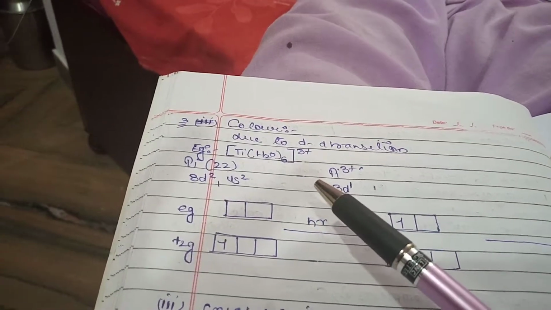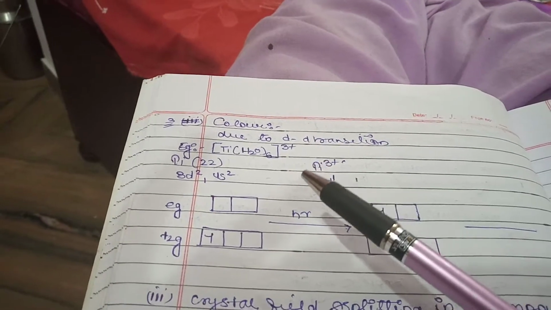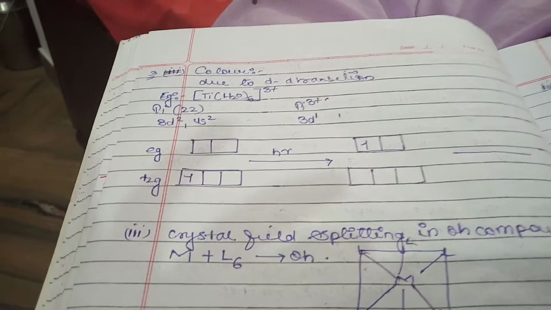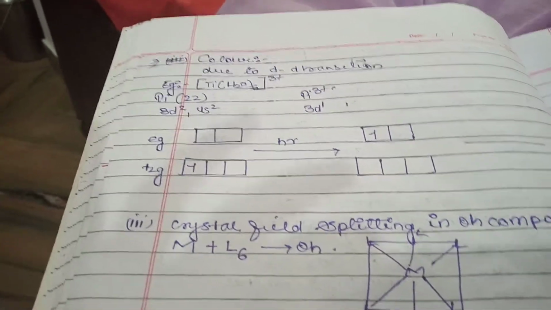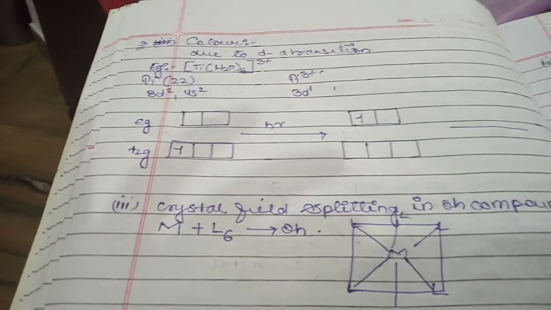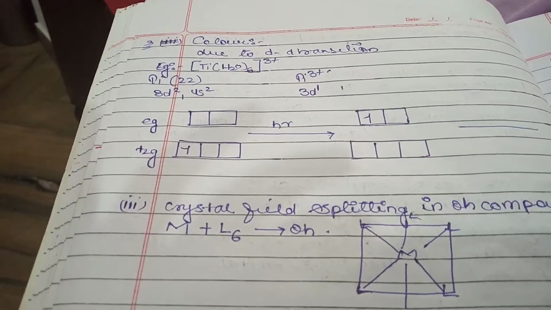Okay guys, we are moving towards the third property, that is the color of the complex. Say I have a coordination compound over here, that is [Ti(H2O)6]3+. It has been seen that when this compound is heated, it imparts a color. It is remarkable that if a compound has unpaired electrons in the d orbital, when heated, it undergoes d-d transition, and because of that it imparts color.